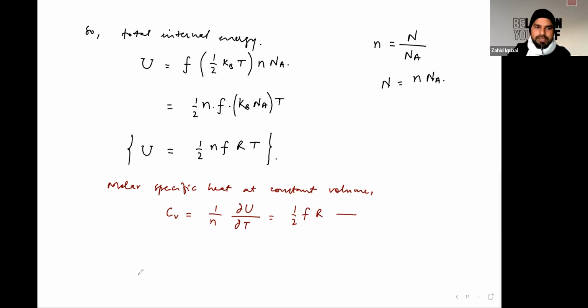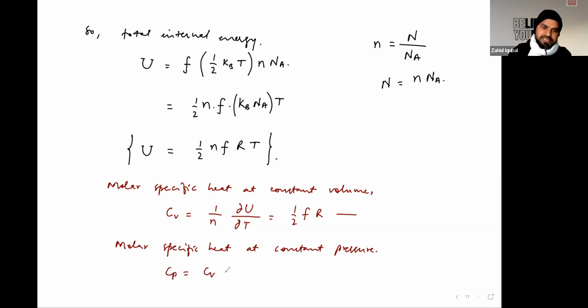Now, according to Mayer's relation for molar specific heat at constant pressure, Cp is equal to Cv plus R. So Cv we have (1/2) f R. So you may write (1 plus f by 2) multiplied by R is equal to Cp. Is it clear?